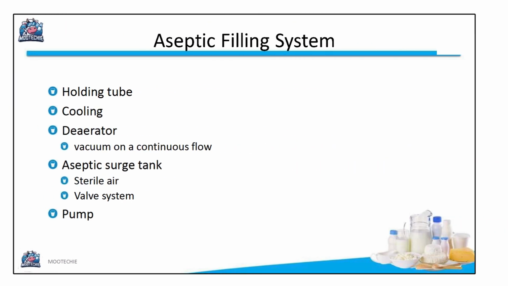An aseptic filling system is a coordinated setup. It includes a holding tube to ensure the product receives the required heat treatment, a cooling section, and sometimes a deaerator that uses a vacuum on a continuous flow to remove dissolved air. An aseptic surge tank holds the sterile product before filling. The system uses sterile air and a complex valve system, all driven by pumps designed for aseptic operation.